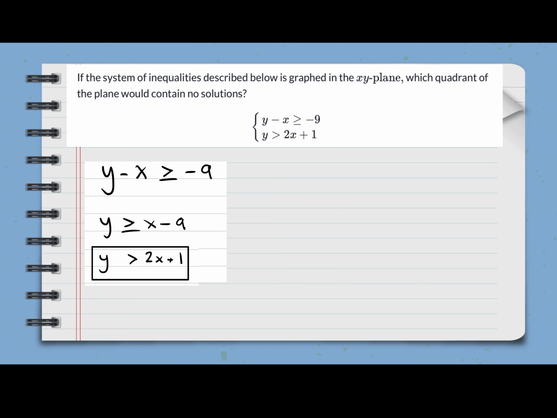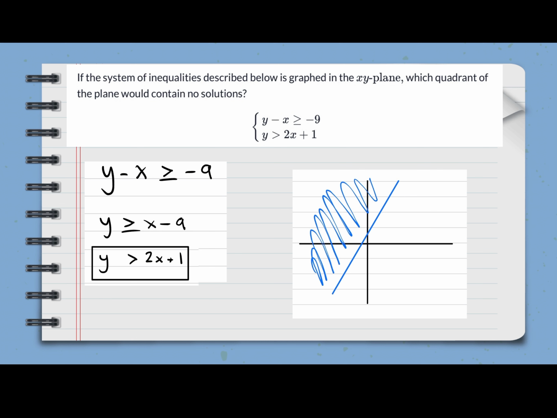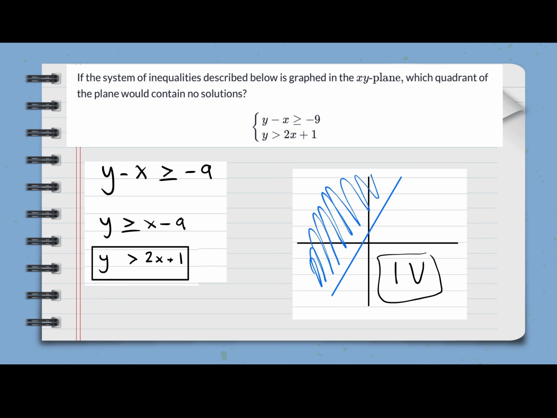So essentially, what we're looking for here is mainly this bottom one, because x minus 9 will cover all 4 quadrants. There's a solution in all 4 quadrants. So what we're mainly looking for is 2x plus 1. So if you look here, 2x plus 1 looks something like this. So you'll find that quadrant 4 has no solutions here.